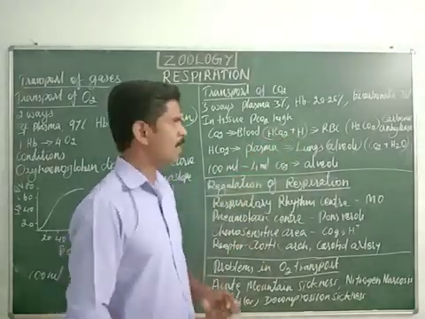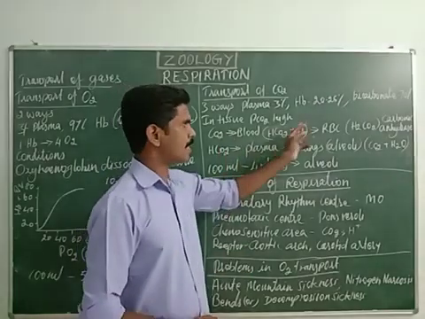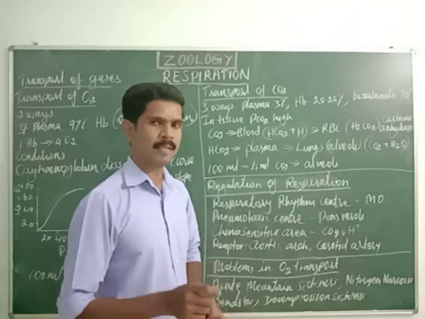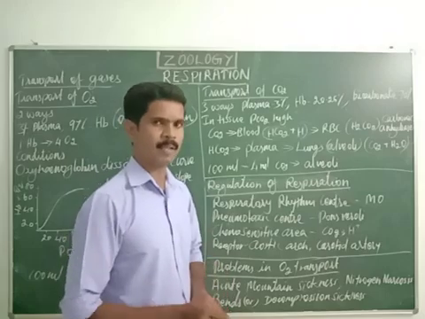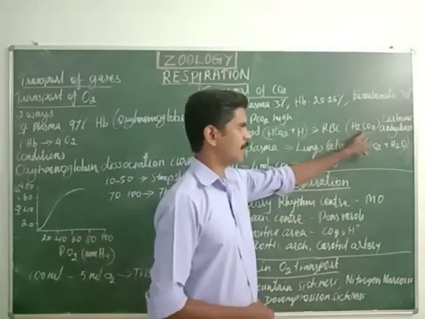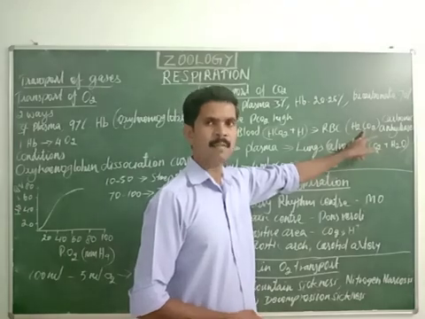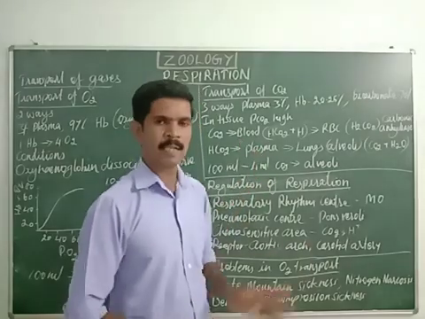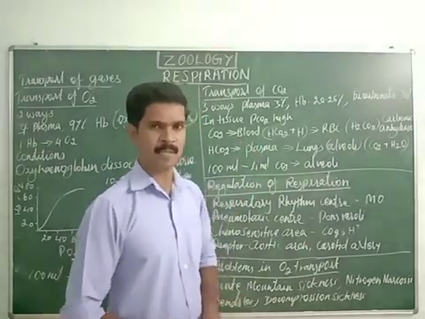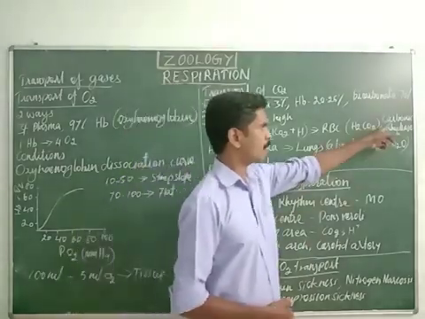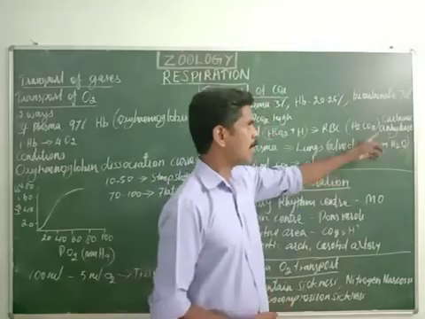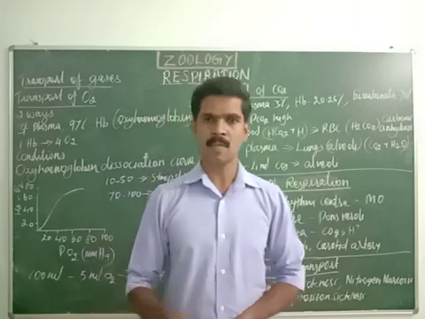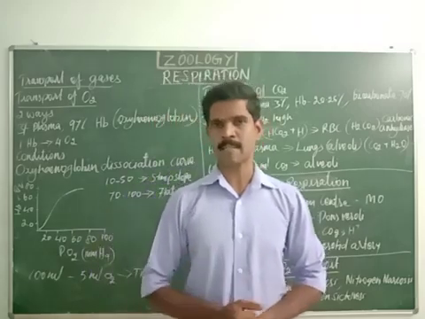Then when the carbon dioxide enters the RBC, inside this RBC the carbon dioxide combines with water and forms carbonic acid. These reactions are catalyzed by a special type of enzyme. The name of this enzyme is carbonic, sorry, carbonic anhydrase. Carbonic anhydrase plays a very important role in the transport of carbon dioxide.